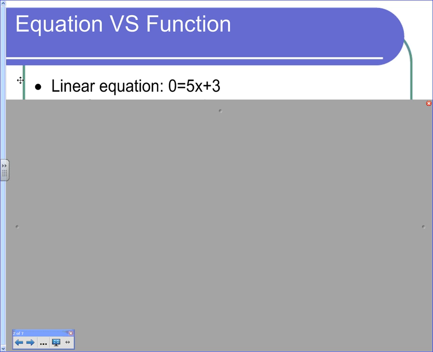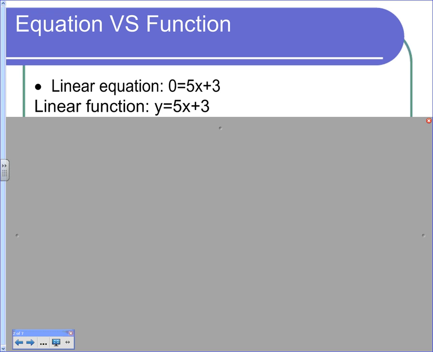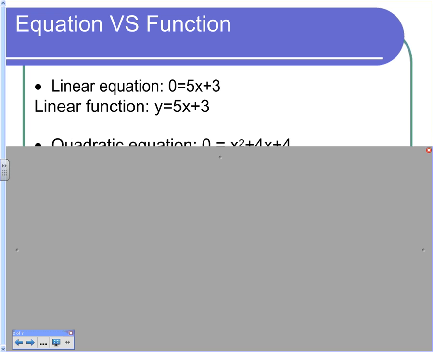Linear equation, 0 equals 5x plus 3. Linear function, y equals 5x plus 3. What's the difference between the equation and the function? Y equals. It has an x and a y for the function.